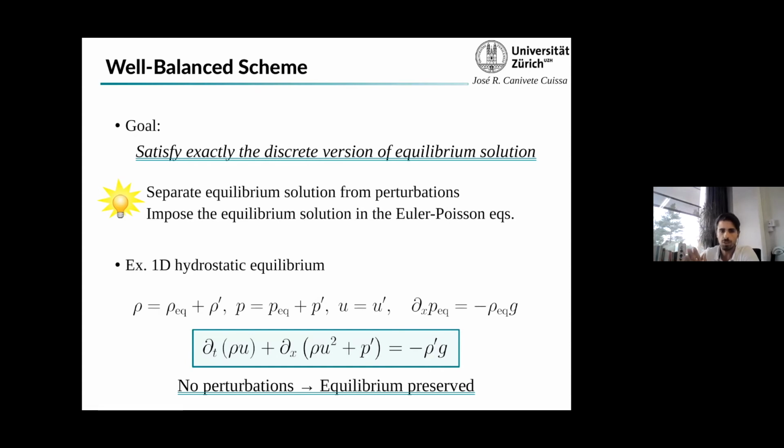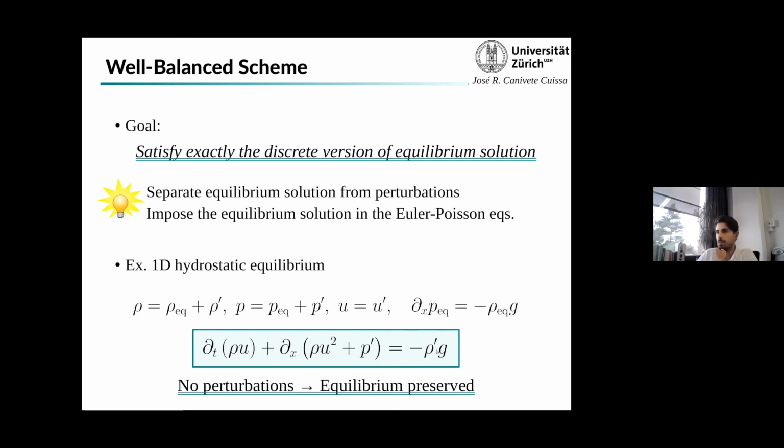Very simple example here. I'm showing you the 1D hydrostatic equilibrium. We separate density, pressure, and velocities into an equilibrium component and a perturbation. And then you have a hydrostatic equilibrium equation that connects the equilibrium pressure and the equilibrium density. And then if you write down the momentum equation, you can essentially take out the hydrostatic equilibrium equation from the momentum equation. And what you're left with is a flux and a source term that depends only on perturbations of your variables. So you can see here just velocity, pressure perturbation, and density perturbation.